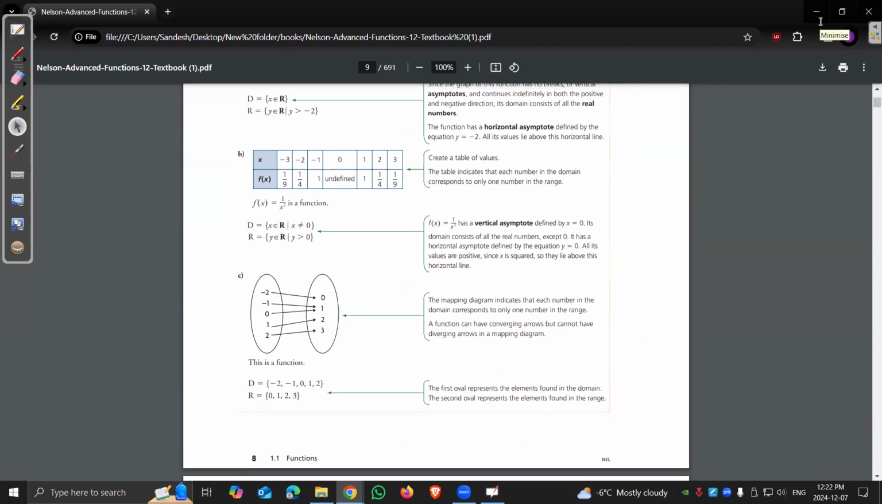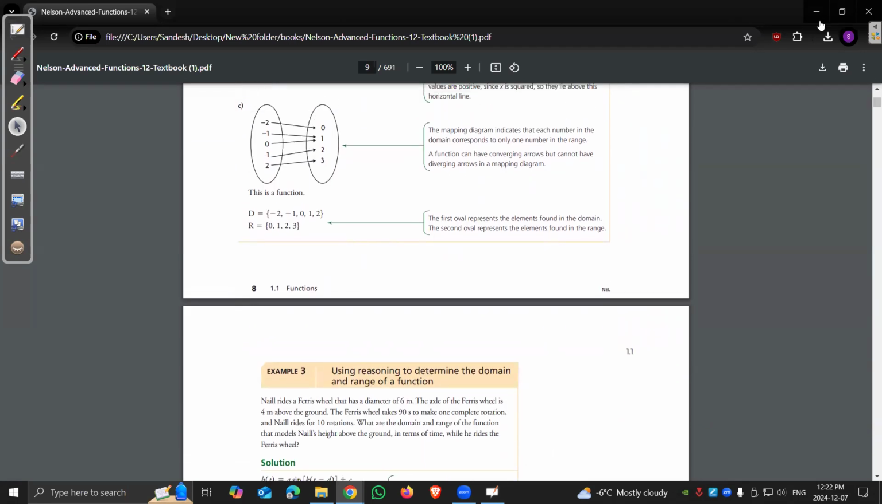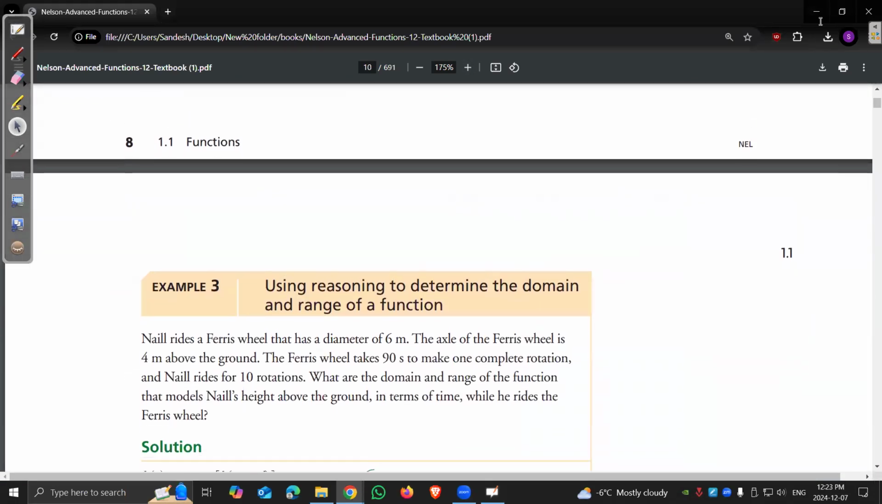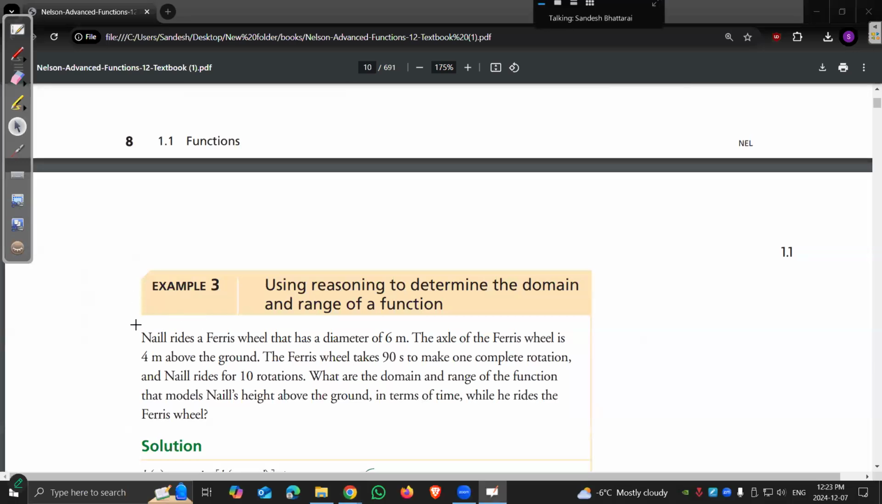Okay, so this is the technical name for this, right? Mapping diagram is what this book calls it. Mapping diagram. This next question is very difficult.